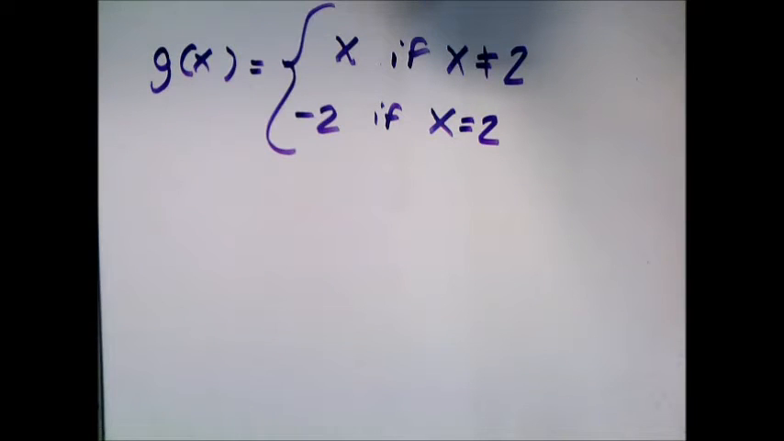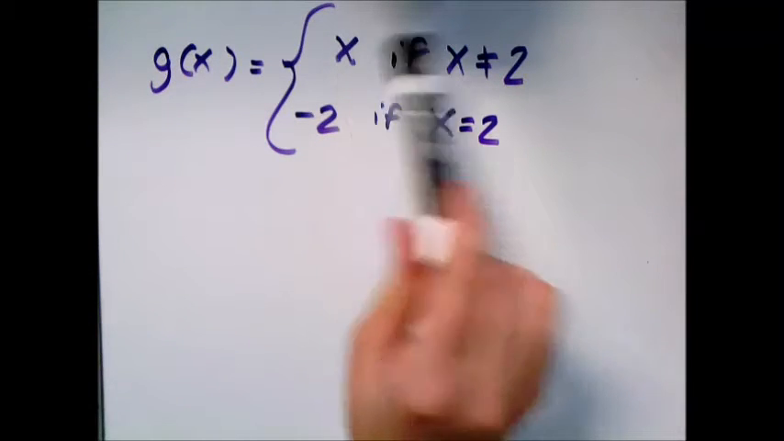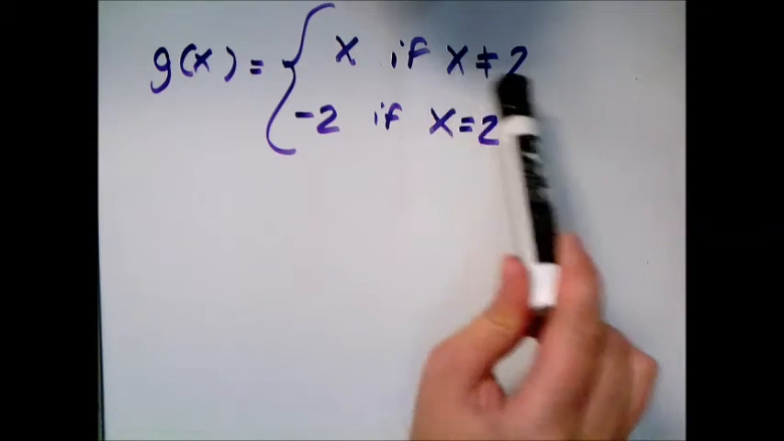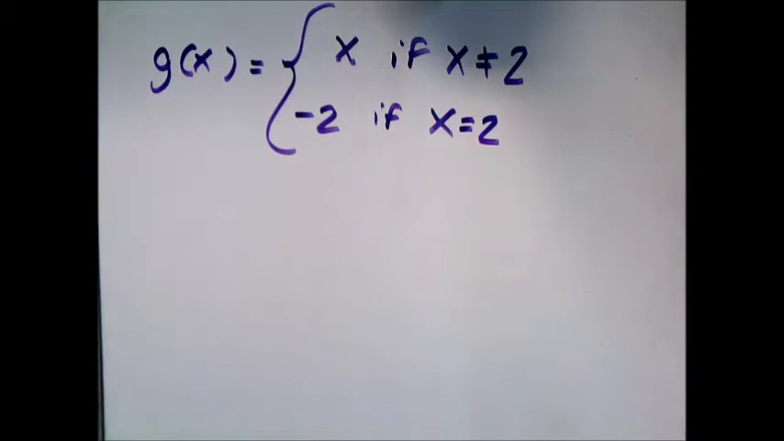Here we want to try to graph a piecewise function. The way piecewise functions work is they're saying, okay, you use this rule as long as you put in anything when x isn't 2. But if you try to plug in x as 2, you get this. So we've already done evaluating them.